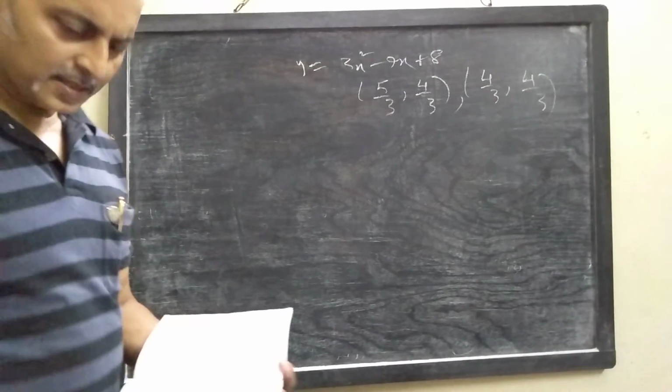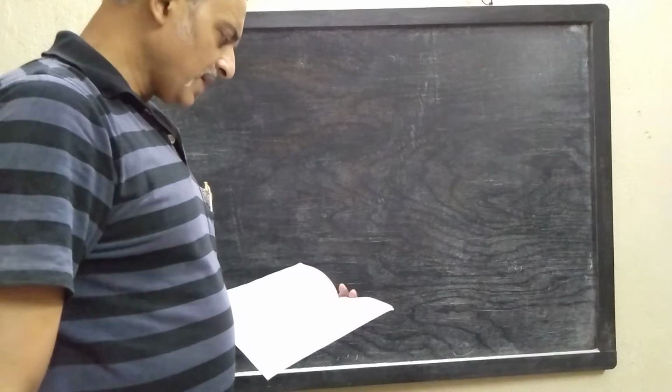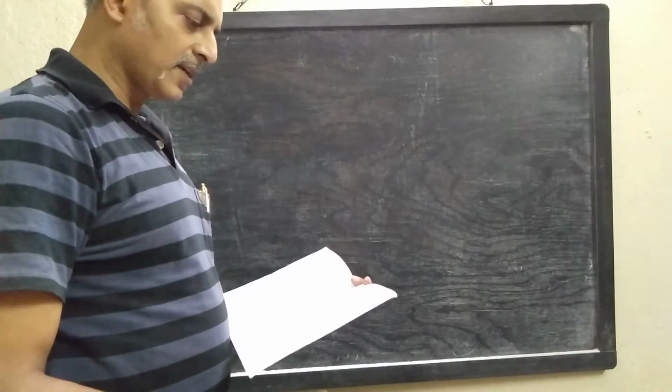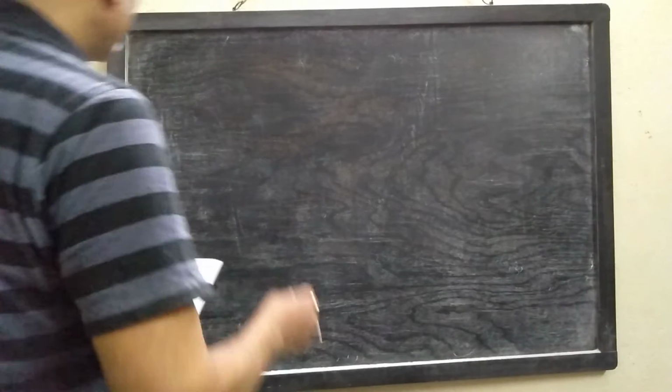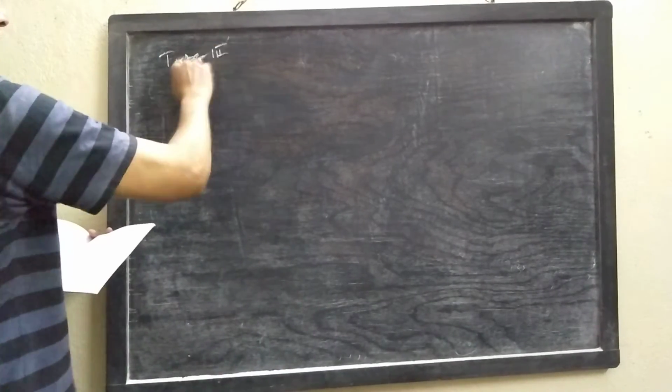Next, let us go to the third type of problem. Here, problems are based on finding equations of tangents and normals to a given curve at a given point. Type 3: problems on finding equations of tangents and normals to a curve at a given point.